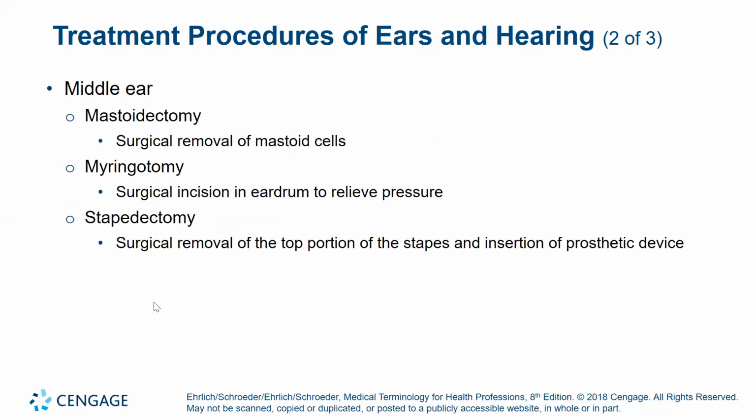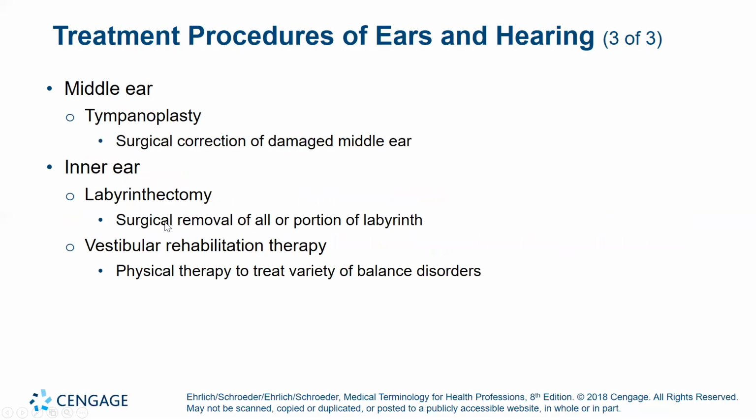And then we have a stapedectomy. This is the surgical removal of the top portion of the stapes. Ectomy would be surgical removal. Stapes would be your stapes. Tympanoplasty, surgical correction of the damaged middle ear. And then inner ear, we have labyrinthectomy. Ectomy again is surgical removal, and that would be all or a portion of the labyrinth. Then we have vestibular rehab therapy. This would be physical therapy to treat a variety of balance disorders.